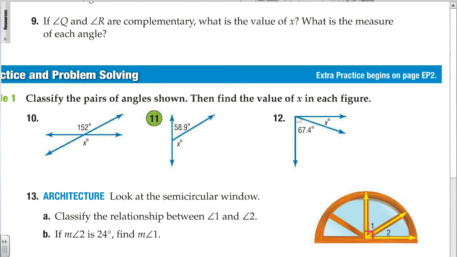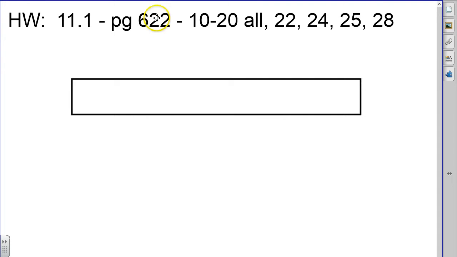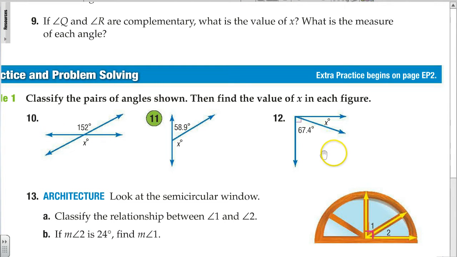Okay, so here's a video of some of the problems from section 11.1 for homework. Page 6, 22, 10 through 20, all 22, 24, 25, and 28. For the first three here, 10 through 12, the key to this is noticing what's the angle relationship.